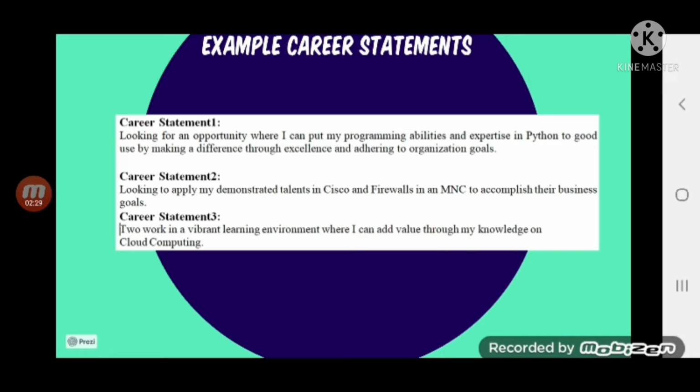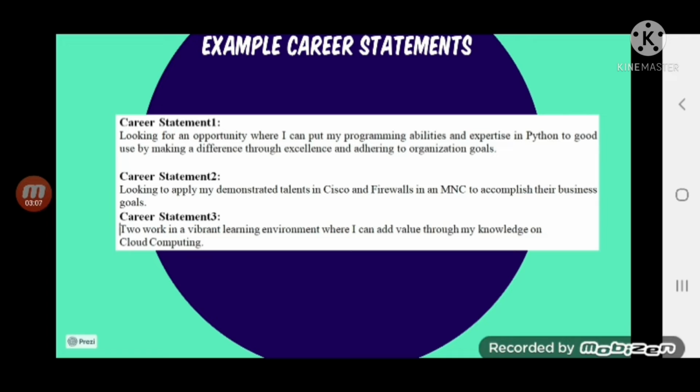Again, it is very important to write a career statement, otherwise called a career objective, in a specific manner. Second career statement tells the interviewer the student's ability in Cisco and firewalls. Statement 3 says, work in a vibrant learning environment where I can add value through my knowledge on cloud computing.